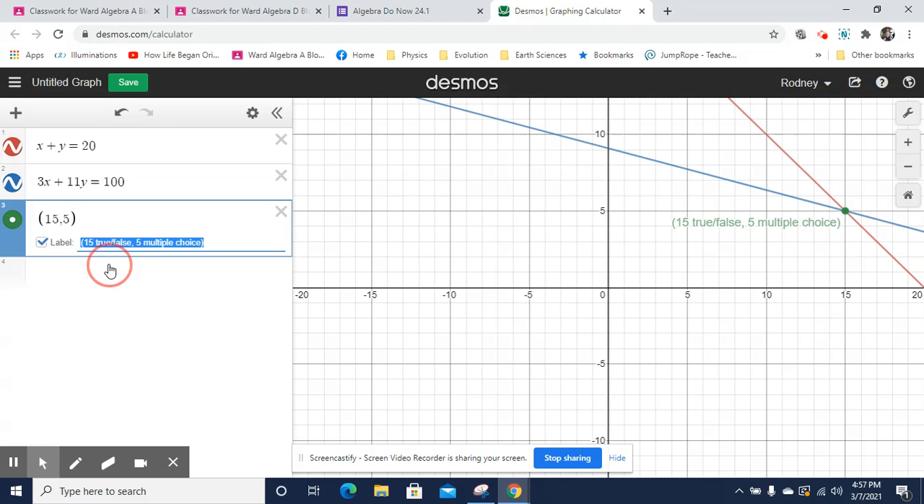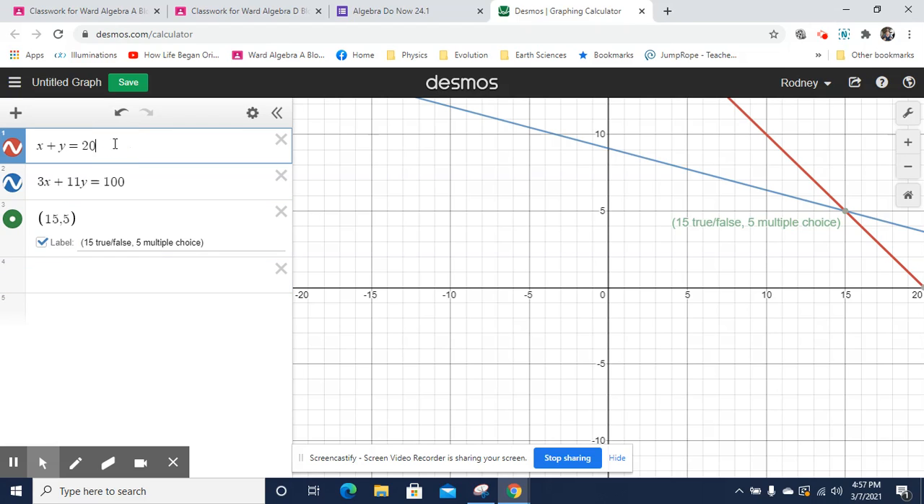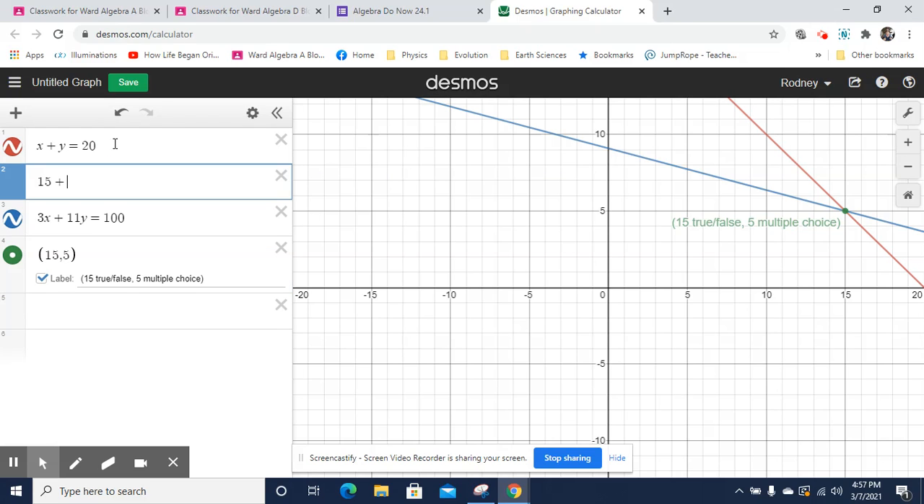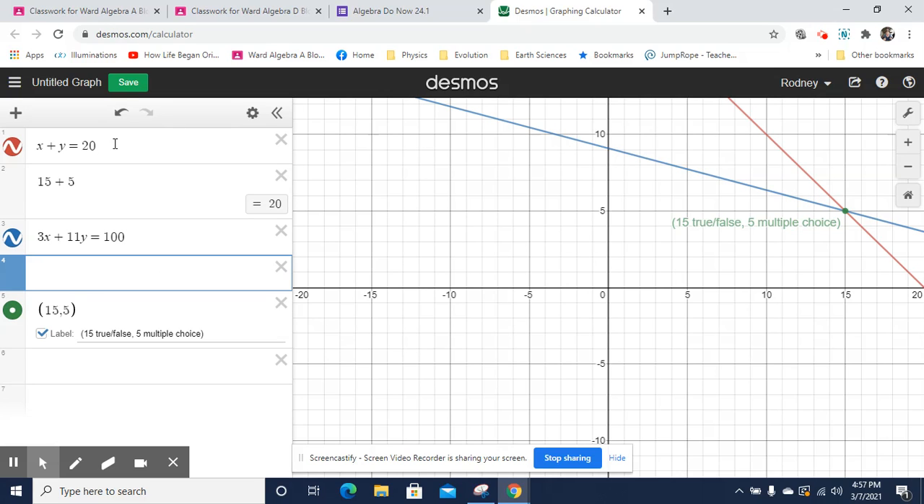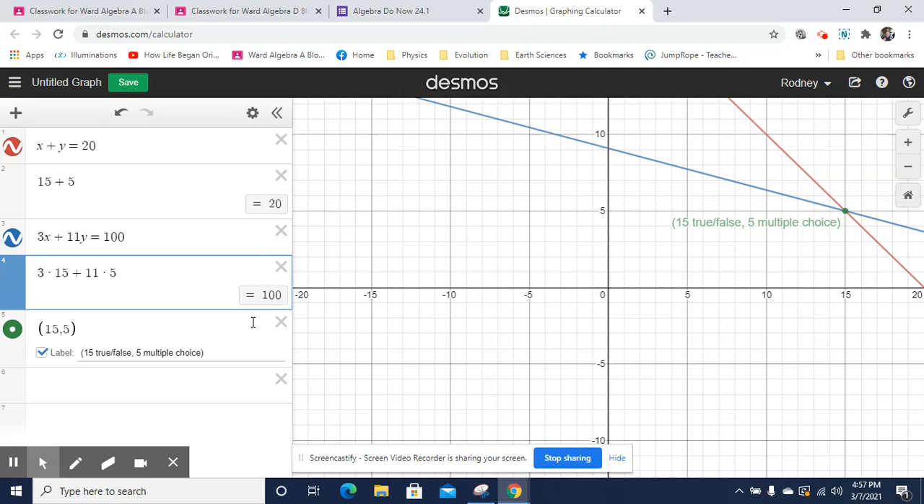So we can test that out with the first equation. Of course, 15 plus 5 does get us 20. And then here, 3 times 15 plus 11 times 5 does indeed get us 100. So 15, 5 is a solution for each equation.